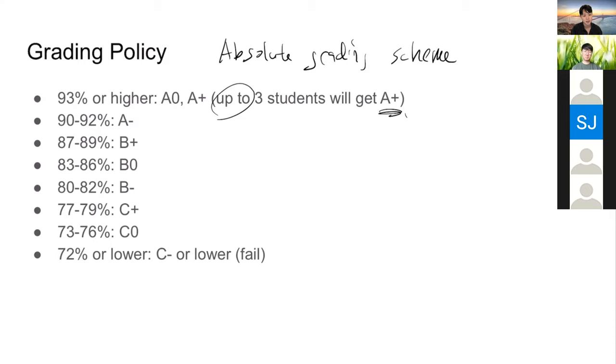And then you see all the breakdowns, right? So if you're above 90, then A-. If you're in the 80s, then you're B. If you're in the 70s, then you're C. And I think C0 is a GPA of 2.0, as far as I know. So if you get less than 20%, then it's probably a fail. So please note that.